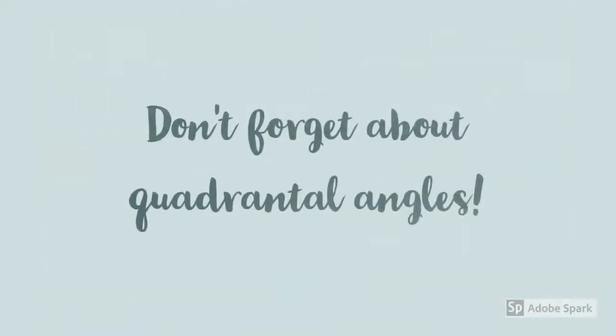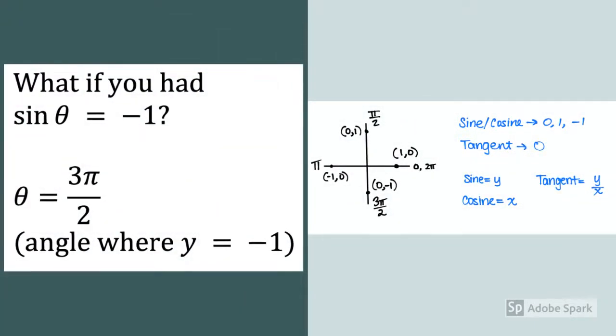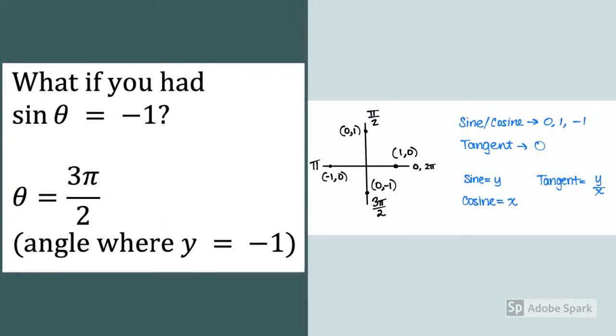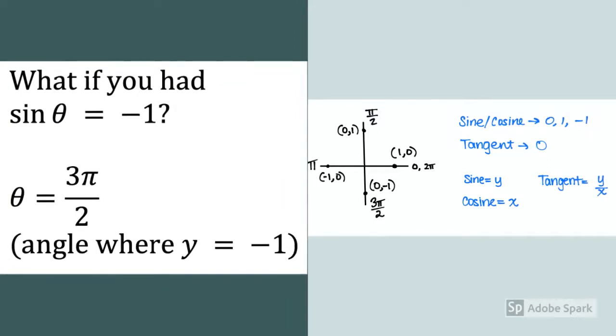I just want to end with one little reminder not to forget about quadrantal angles, or the possibility that your answers could actually end up on an axis. What I mean is, what if you had an equation that had sine theta in it, and after you got sine by itself, it was equal to -1. Sine is only going to be equal to a 1 or a -1 on one of the axes. And since sine corresponds to y, you want to look at your axes and say, okay, that's on the negative y-axis or at 3 pi over 2.